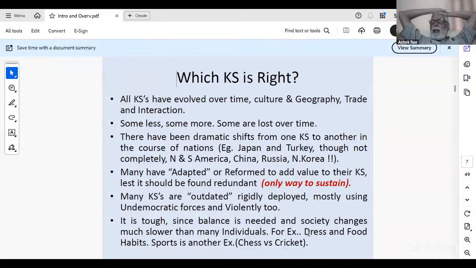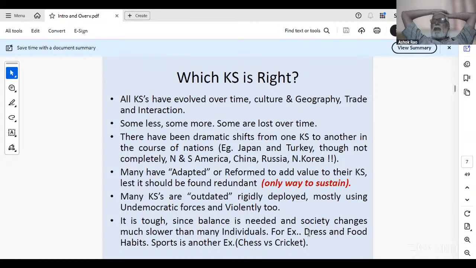There have also been dramatic shifts in certain countries over a period of time, shifting from one knowledge system to another. For example, Japan, in the late 16th century, decided to shift their entire education into a Western model. Till then, they were conservative Buddhist and Shinto, as they call it. Turkey did that in the early part of the 20th century. Suddenly shifted from what one calls the residual of the Ottoman Empire to a Western system. And again, now it has reverted back partially.